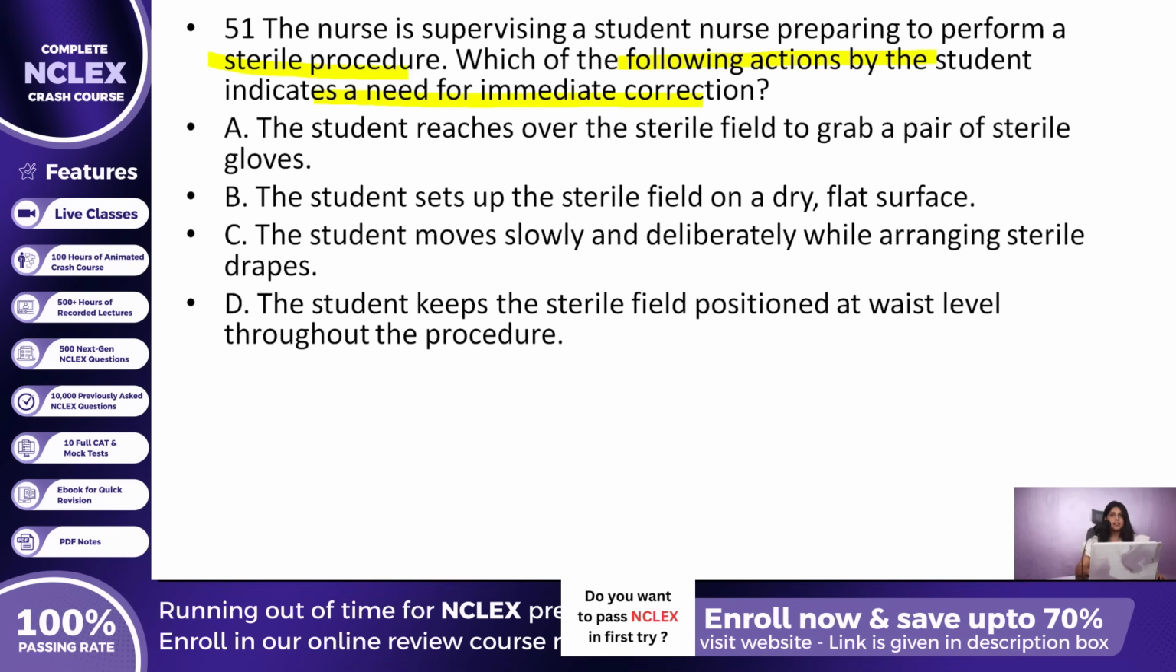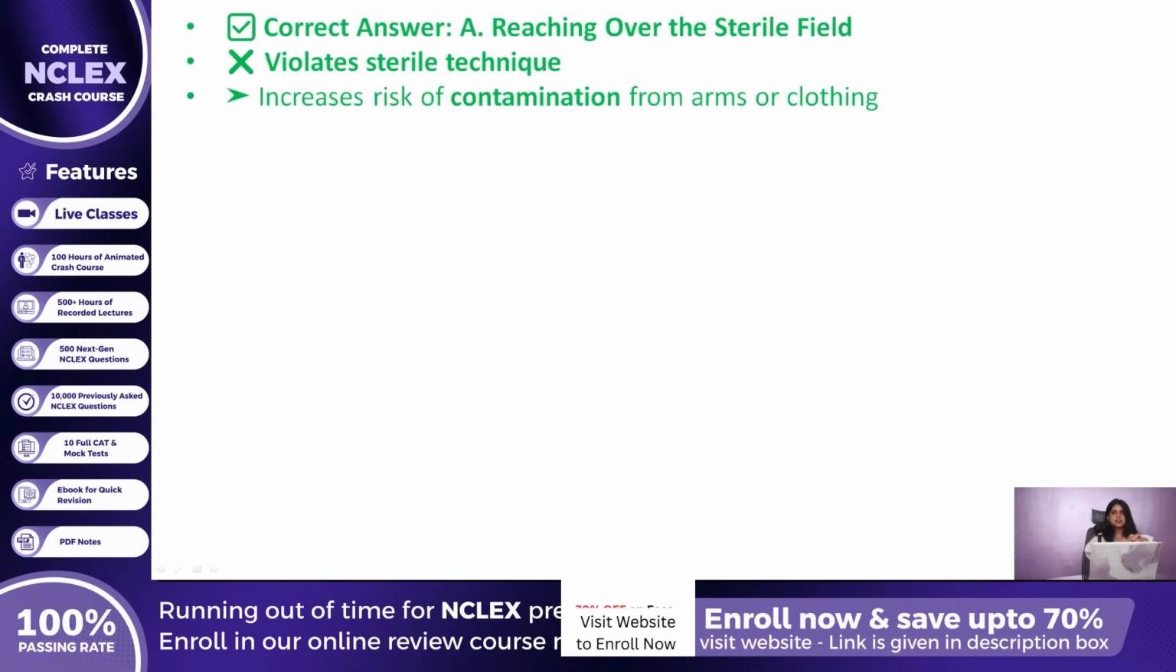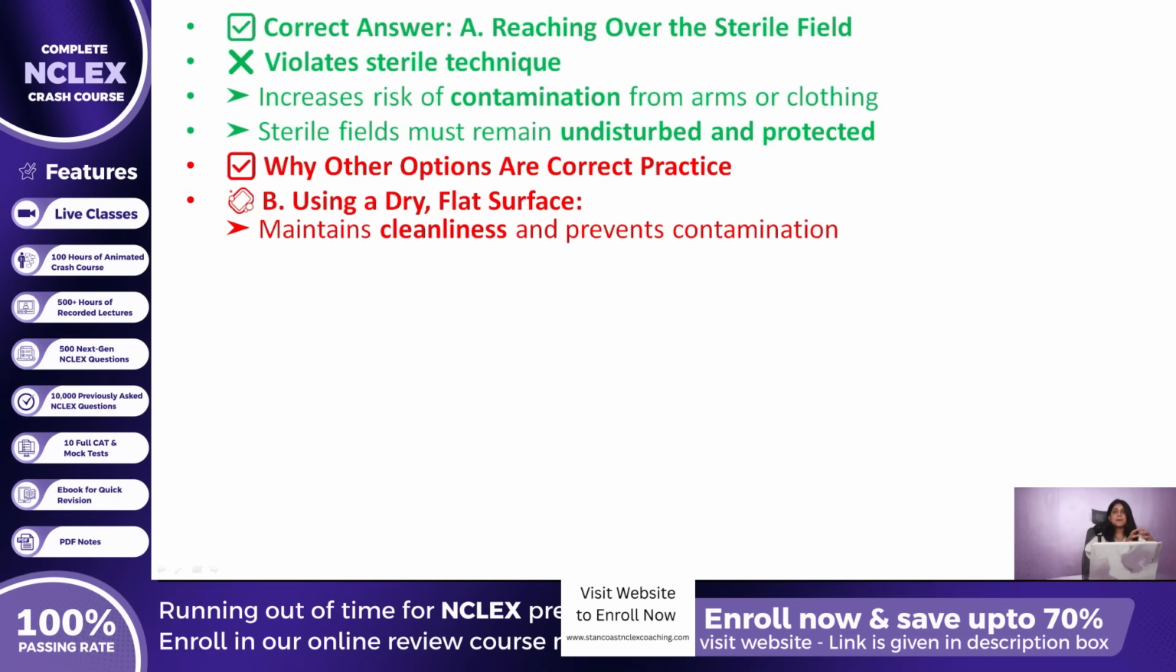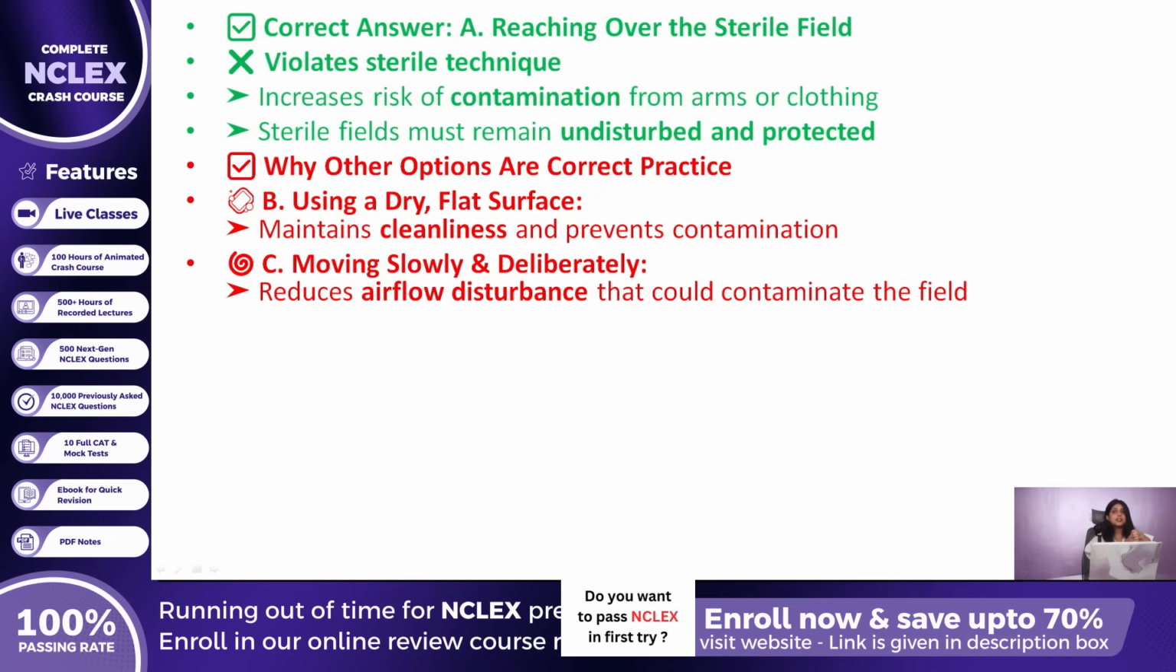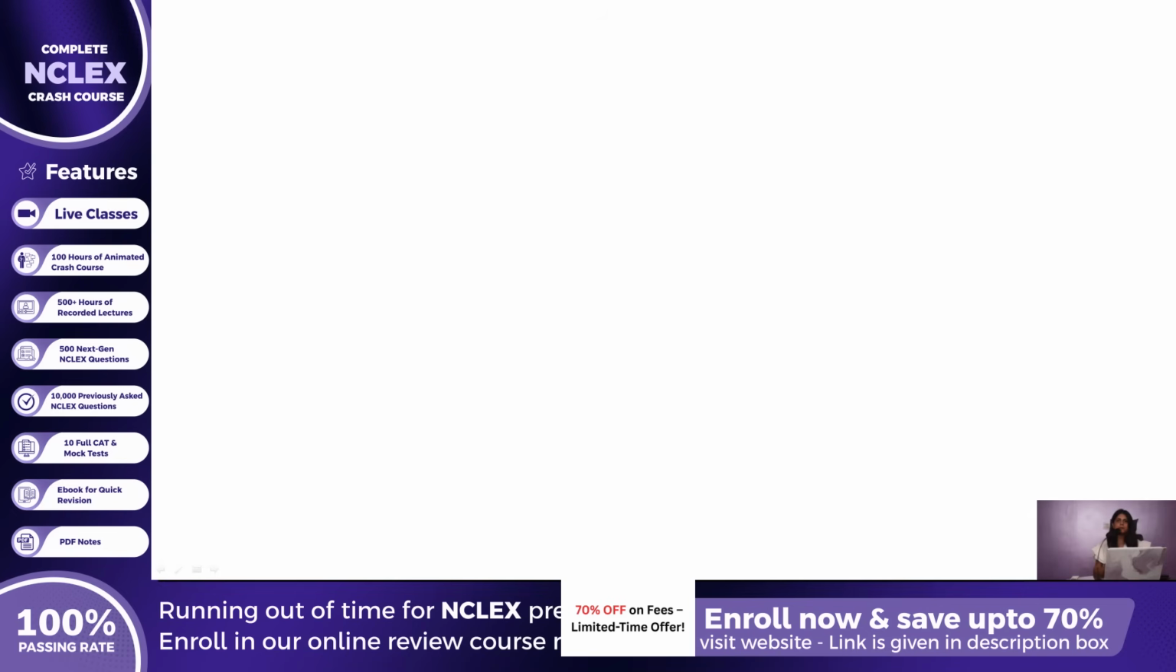The correct answer is Option A, reaching over the sterile field to grab gloves, which violates sterile technique by risking contamination from the arms or clothing. Option B is correct practice, as a dry, flat surface prevents contamination. Option C is appropriate because slow, deliberate movements reduce air disturbance. Option D is also correct. Keeping the sterile field at or above waist level helps maintain sterility. Proper technique is essential for infection prevention. Moving to the next question.